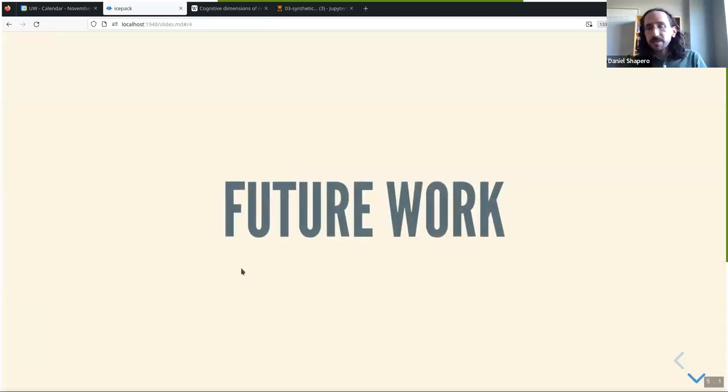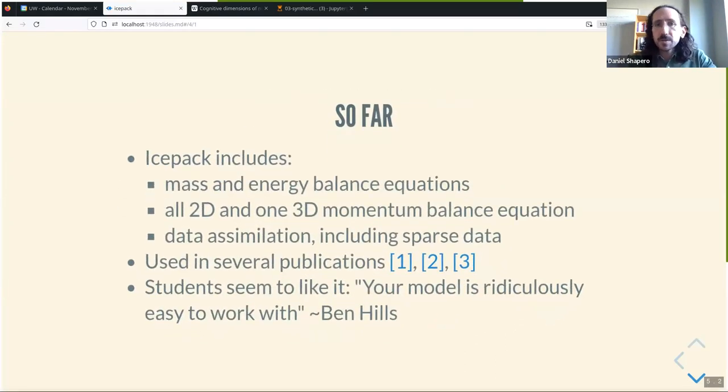So I just wanted to briefly touch on some things that I'm doing lately that I'm pretty excited about. IcePack includes solvers for the mass and energy balance equations as well. I had mentioned earlier that there's more than one momentum balance equation that people like to use. I have all of the 2D ones. I have one simplified 3D momentum balance equation, and I'm working on the full Stokes equations. I had to do actual math for that. That was hard. And data assimilation, including assimilating sparse data, which took a lot of work.